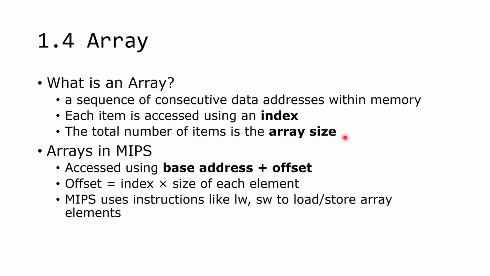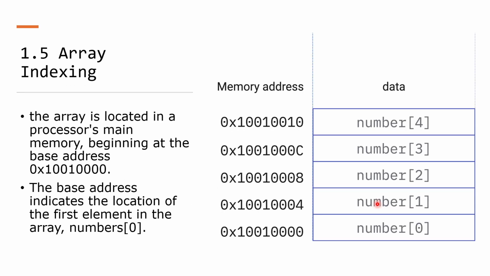It means that the size of the array is the number of items that we want to save. The array in MIPS is accessed using the base address plus an offset. The offset is the index times the size of each element. MIPS uses instructions like load word and store word to load or store array elements.